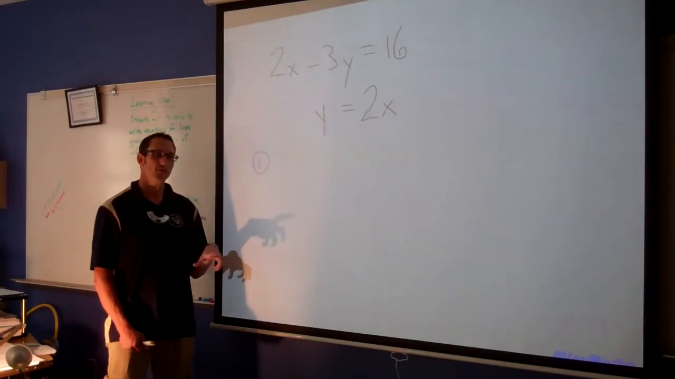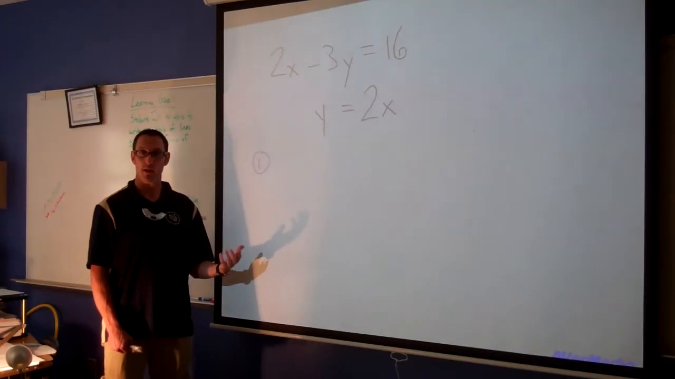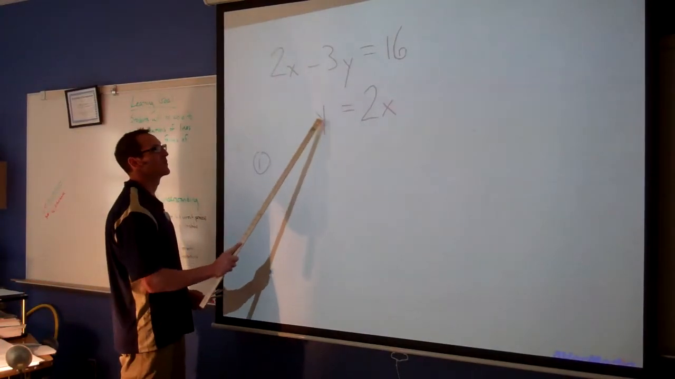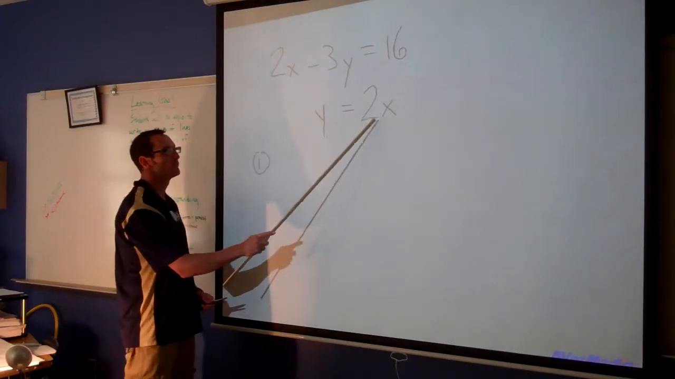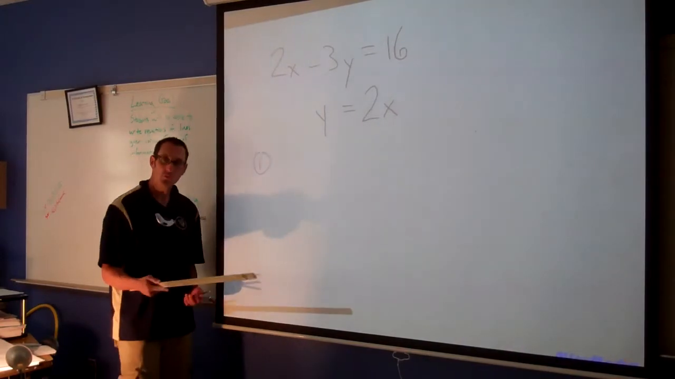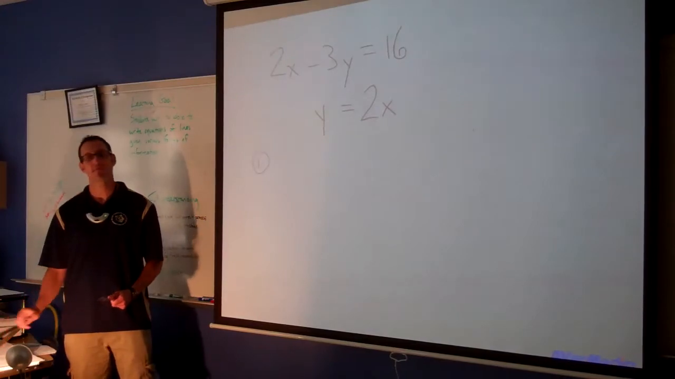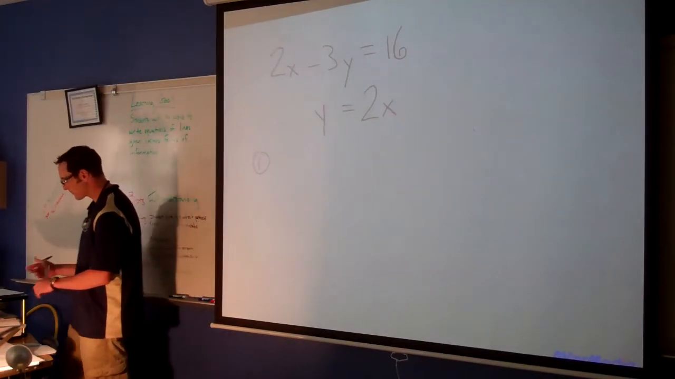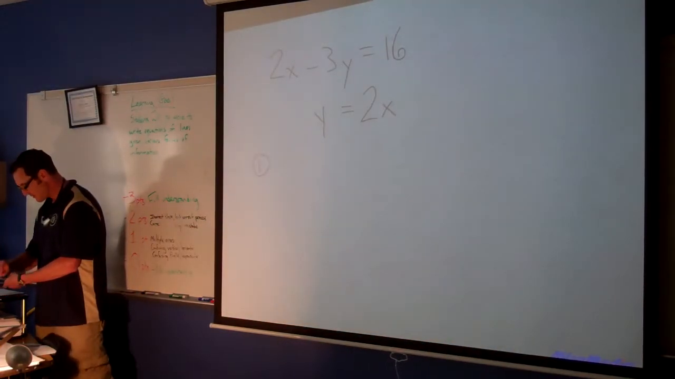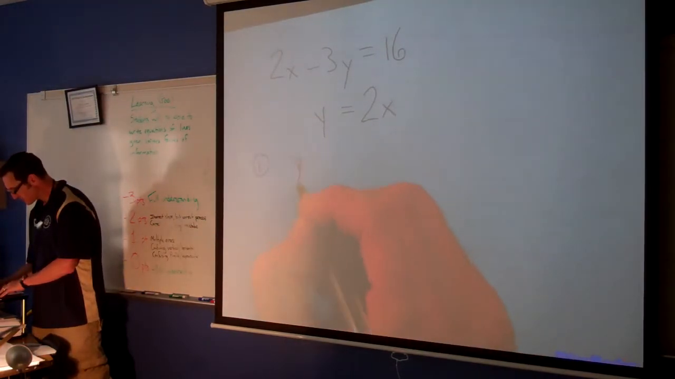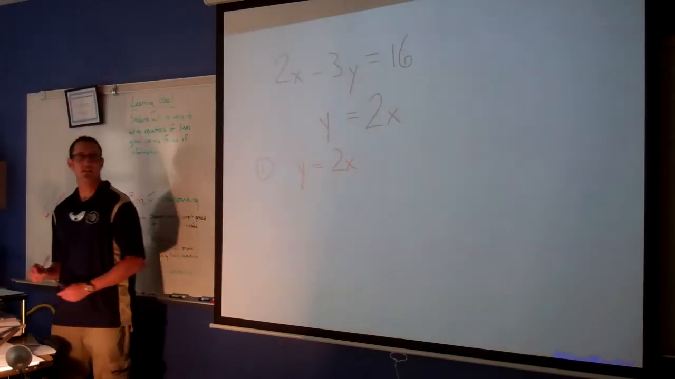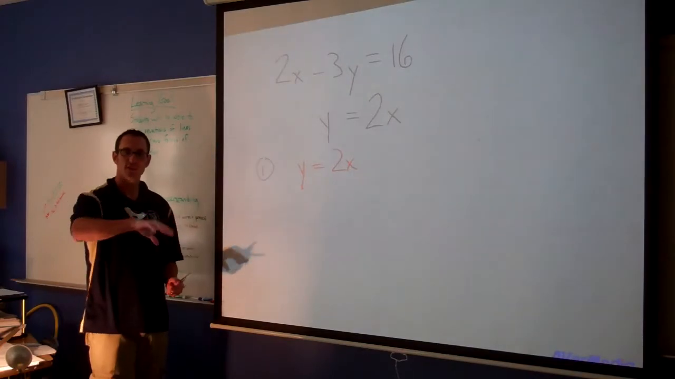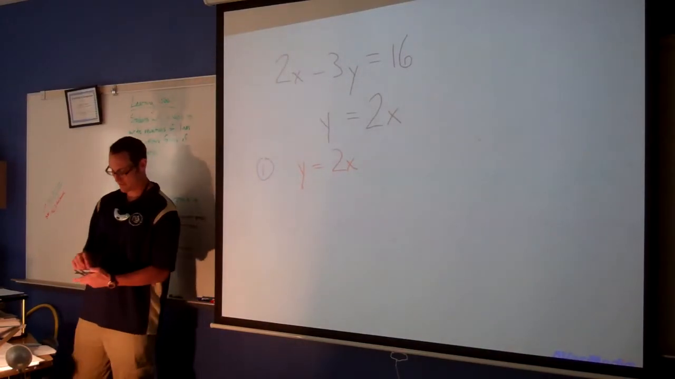What we do know is that one of the variables is by itself. We do know what y equals. We know that y equals 2x. That's what we know. Since we know that y equals 2x, we can still use that value, 2x, to substitute into the other equation.